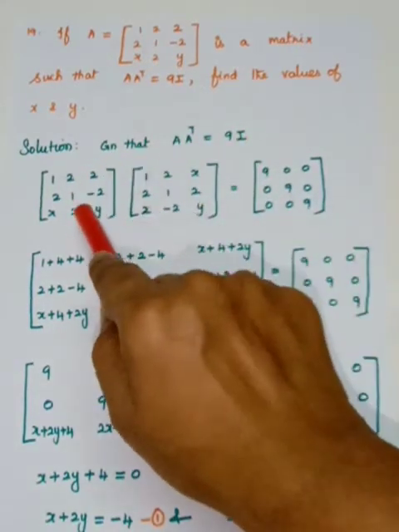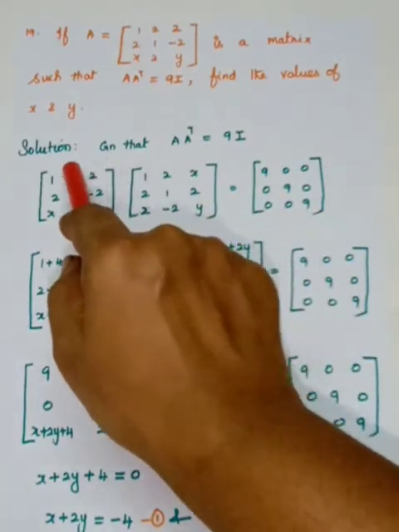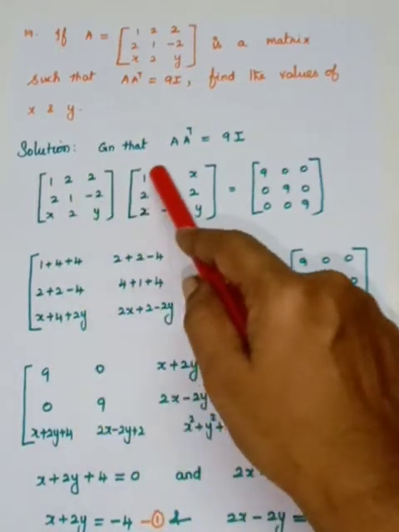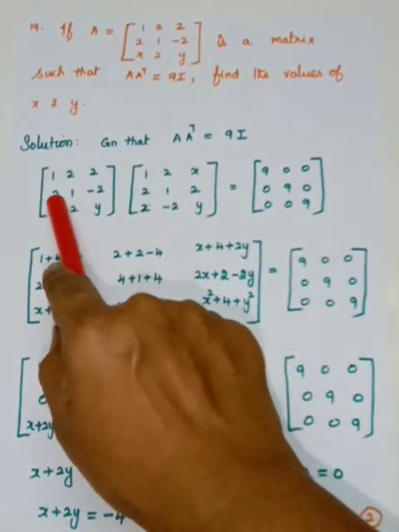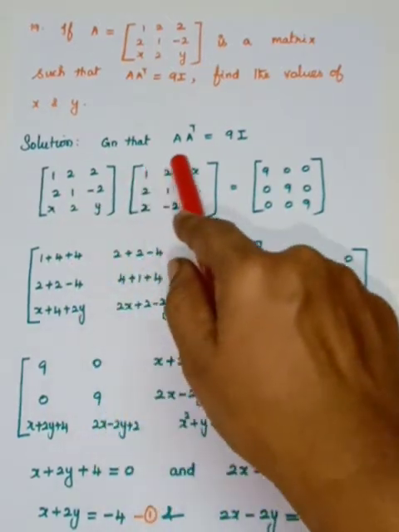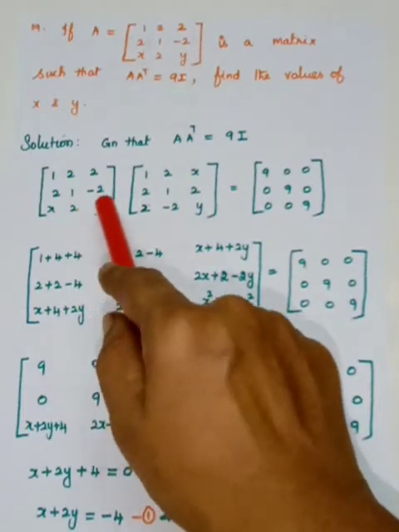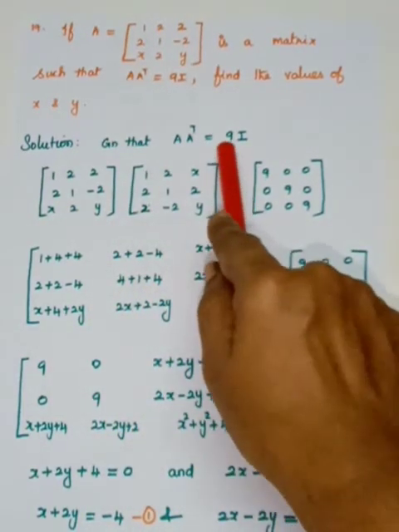What is the A matrix? Here I have written how to find A transpose. In A, you take the rows and interchange them as columns. So the first row 1, 2, 2 is written as the first column. And take the second row, what is it? 2, 1, minus 2. It has to be written as the second column. Take the third row, x, 2, y, written as the third column, is equal to 9 into I.